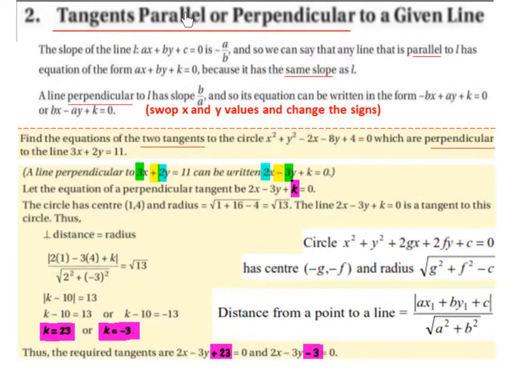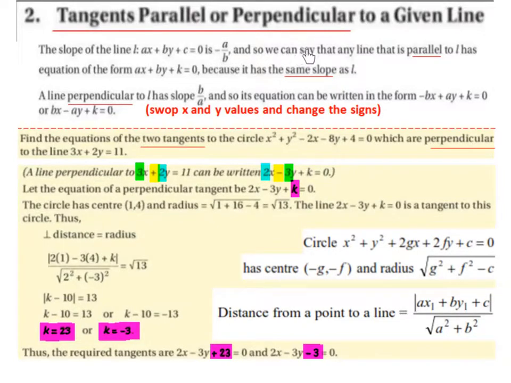Tangents parallel or perpendicular to a given line. The slope of the line L, ax plus by plus c is equal to 0, is minus a over b. So to get the slope of this line, we take the coefficient of x, that becomes the numerator, the coefficient of b, that becomes the denominator, and we stick a minus in front. If there's already a minus there, then it's a minus minus, which becomes a plus.